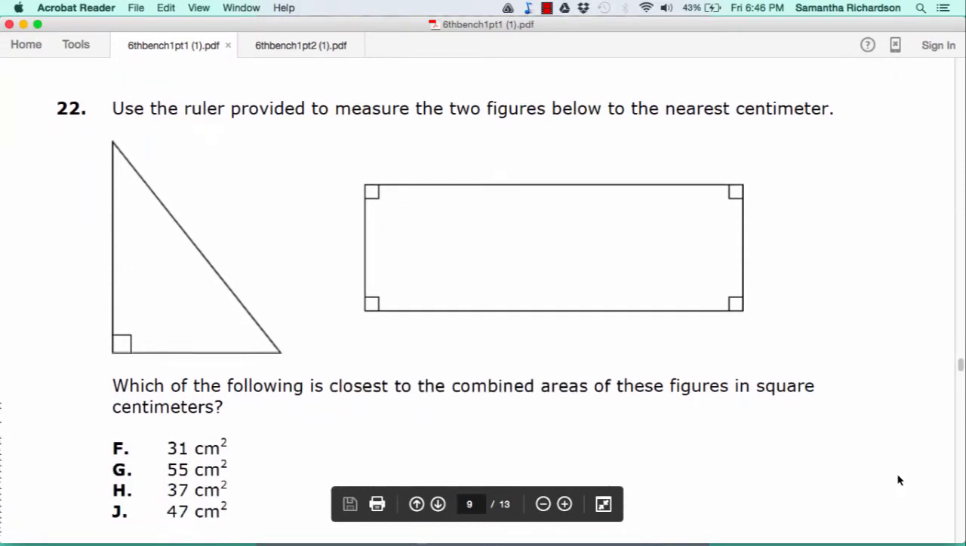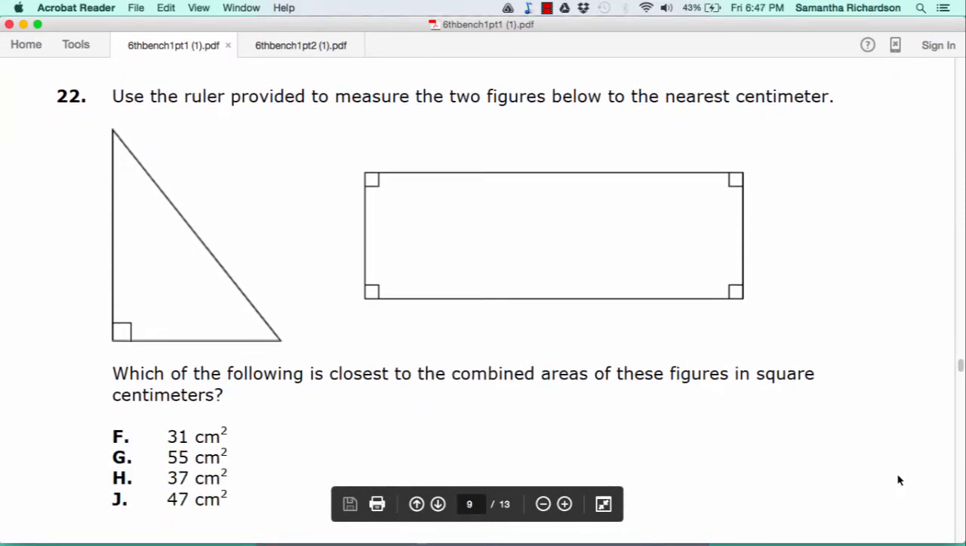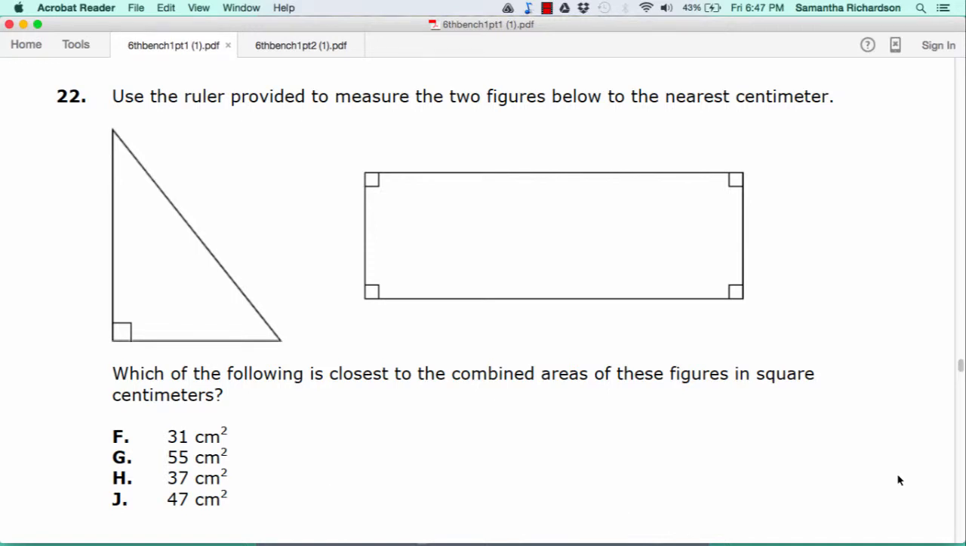Question 22. Use the ruler provided to measure the two figures below to the nearest centimeter. Which of the following is closest to the combined areas of these figures in square centimeters? F. 31 centimeters squared. G. 55 centimeters squared. H. 37 centimeters squared. J. 47 centimeters squared.